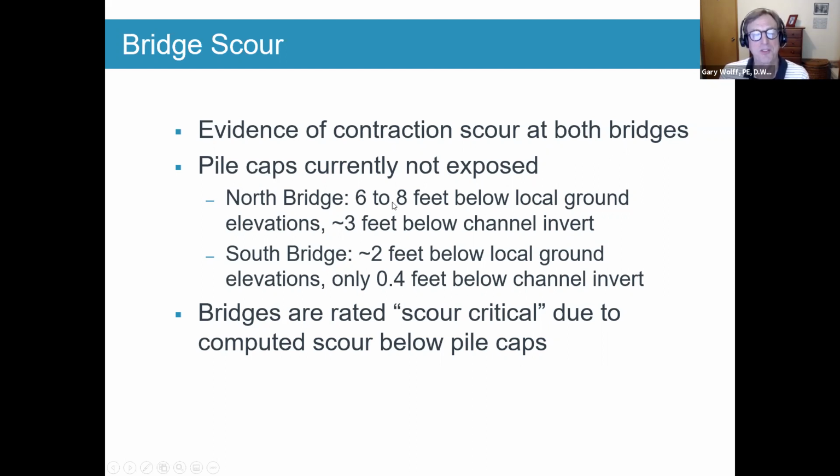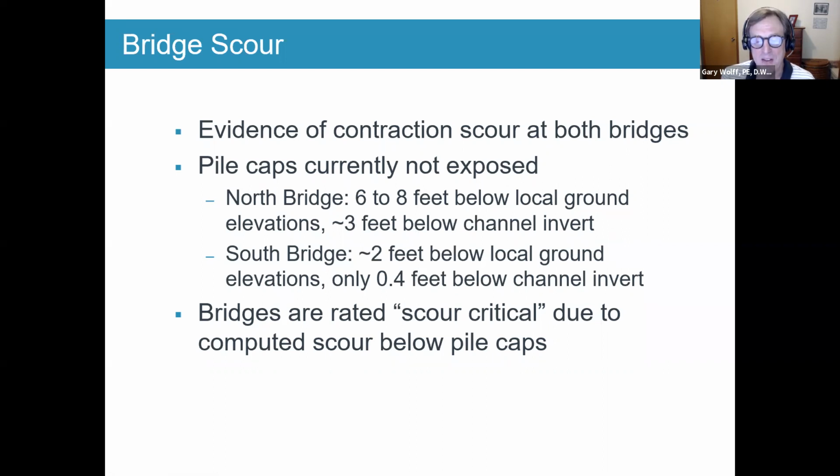At the walls themselves on the north bridge, they look like the bottom of the walls is about 6 to 8 feet below the local ground elevations, or about 3 feet below the channel invert. The south bridge is a little shallower. It's about 2 feet below local ground elevations, and maybe only about 4/10 of a foot below the channel invert. So any additional erosion or scour that would expose the bottom of those walls would cause the bridge to be what the Federal Highway Administration calls scour critical. And actually, both of these bridges have a scour critical rating.